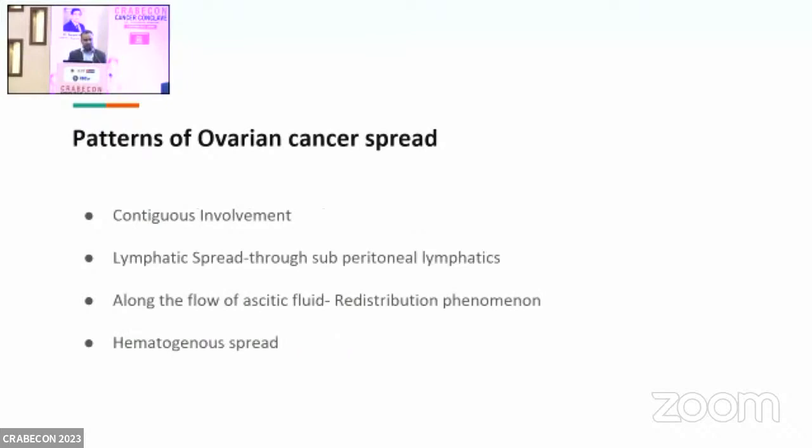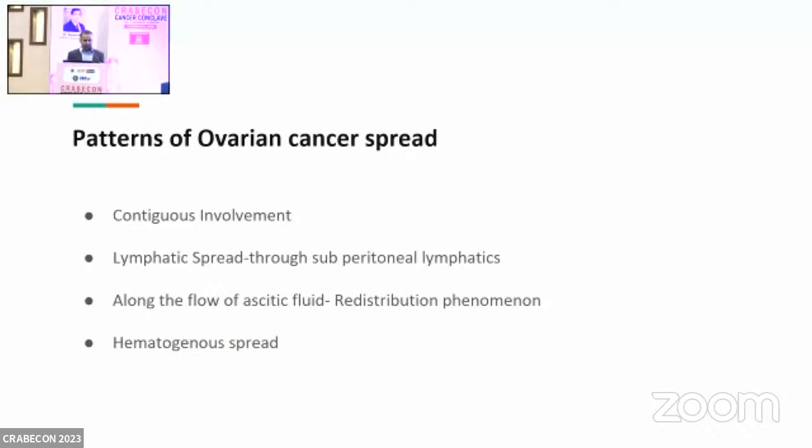Coming to the patterns of ovarian cancer spread, there are four major patterns. First is the contiguous involvement of neighboring structures or surrounding organs like uterus, other adnexa, rectum, and bladder. Second pattern is the lymphatic spread, which usually occurs via the subperitoneal route. Third is along the flow of ascitic fluid, so it is also known as the redistribution phenomenon.